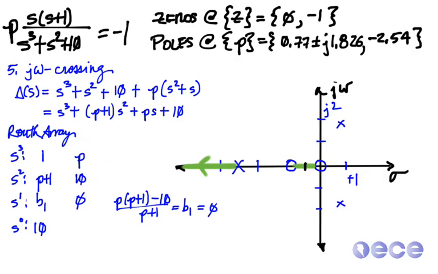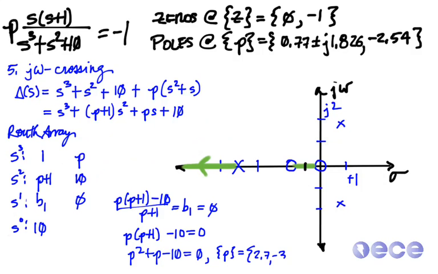So clearly the value for b1 is going to be the interesting value, because s2 will only be 0 for p equals minus 1, and we don't allow p equals minus 1 in the root locus. So we solve to make b1 equal to 0. P times p plus 1 minus 10 equals 0, or p squared plus p minus 10 equals 0. This gives us values of p of 2.7 and minus 3.7. So 2.7 and minus 3.7 are our potential values of p that are going to give us a 0 in the left-hand column.